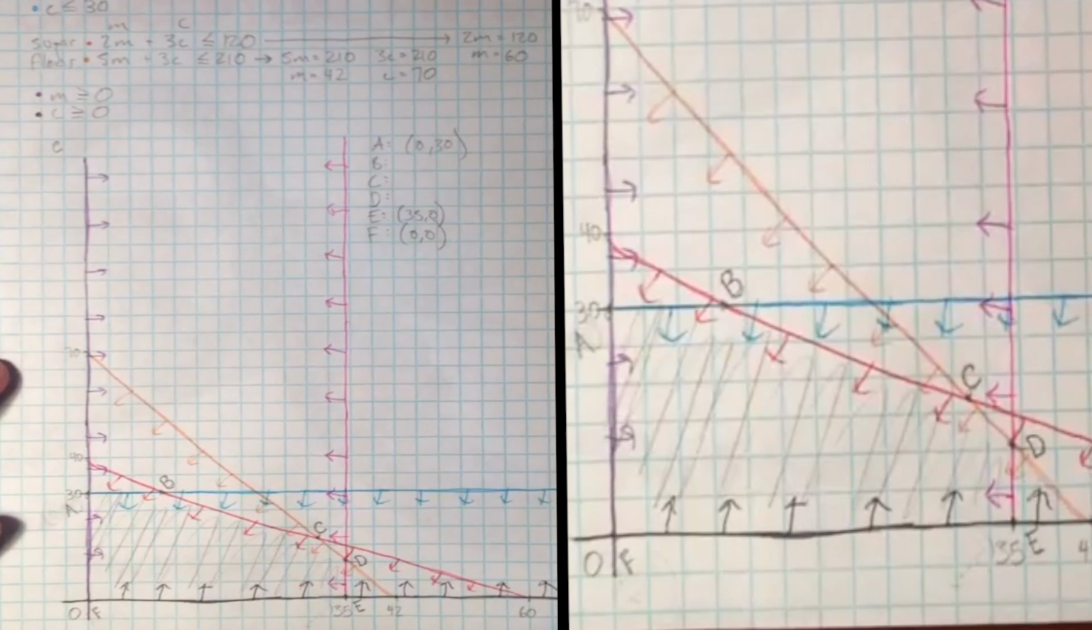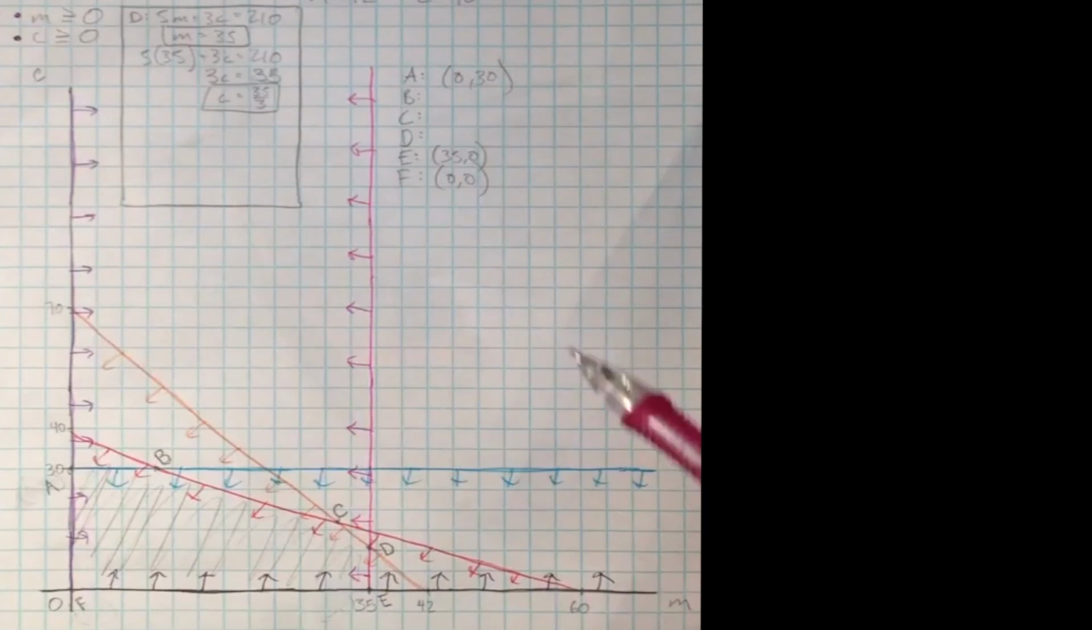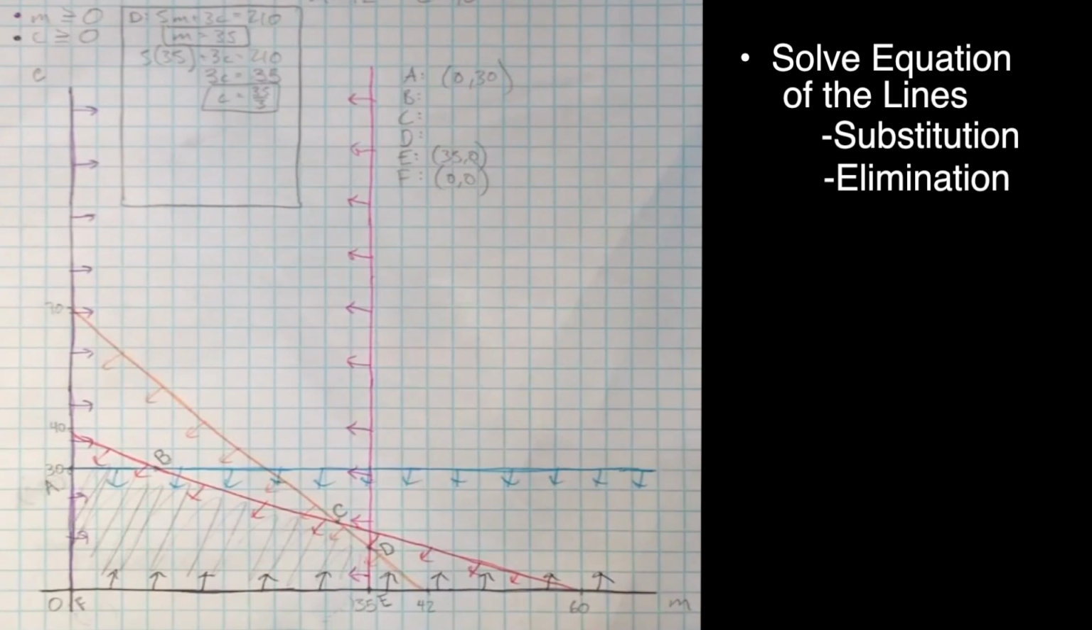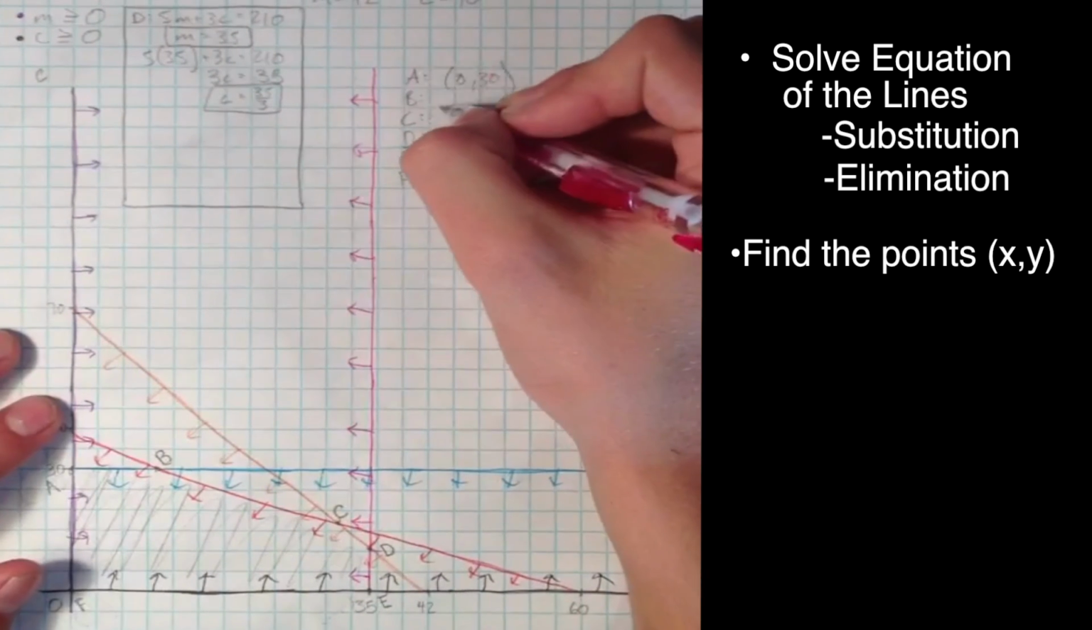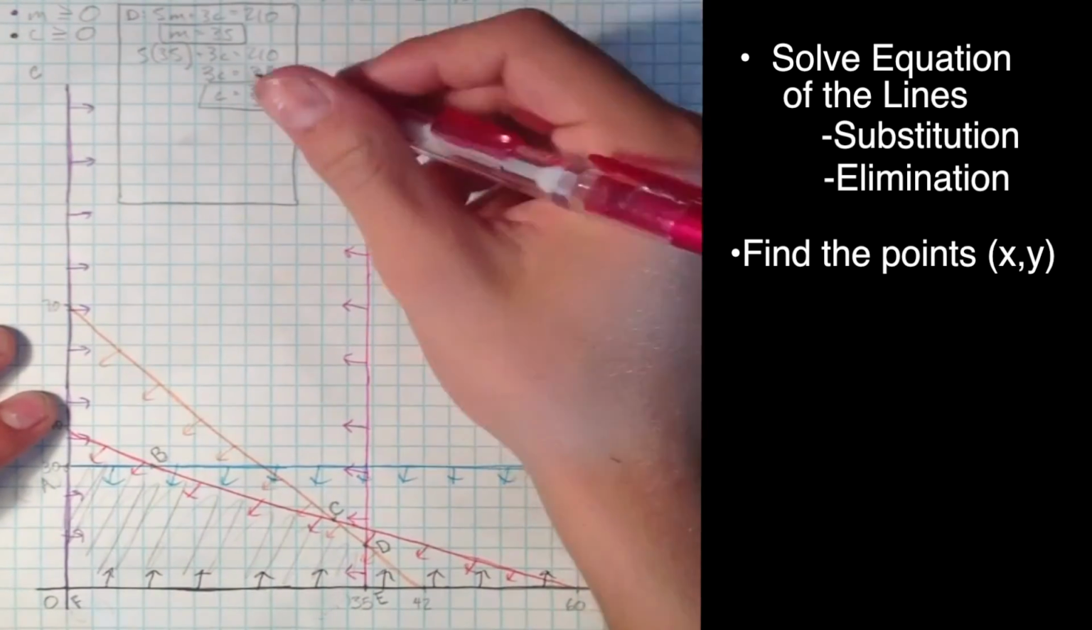However, B, C, and D are going to be harder to find. In order to find them, we're going to have to find the solutions of the 2 intersecting lines, because that point is the solution. I found points B, C, and D by solving the equations of the lines that make up that point, using substitution and elimination, whichever one was easiest. For B, we had m as 15 and c as 30. For C, we have m as 30 and c as 20. And for D, we have m as 35 and c as 35 over 3.